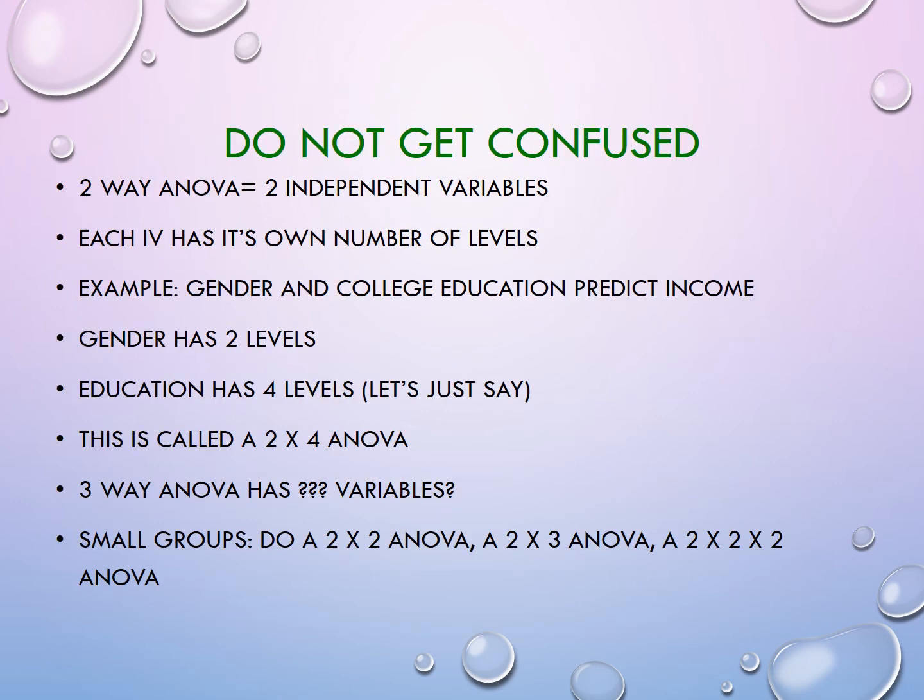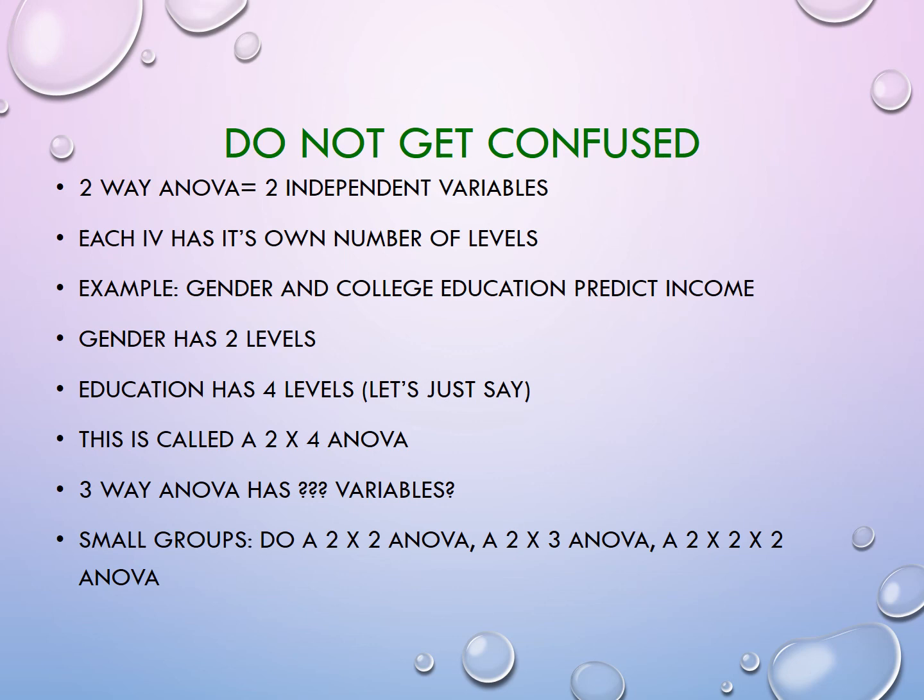All right, so what's important is to not get confused. A two-way ANOVA would mean that you have 2 independent variables. Each independent variable, right, has its own number of levels. So a 2-way ANOVA, 2 independent variables. Each of those IVs has 2, 3, 4, 5, 10, whatever groups within them, or levels.